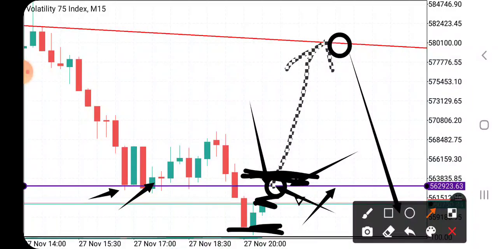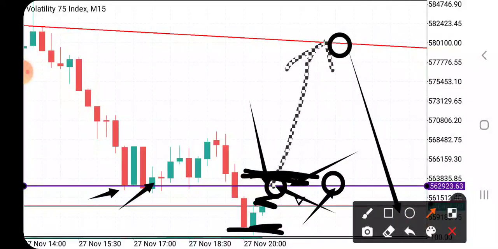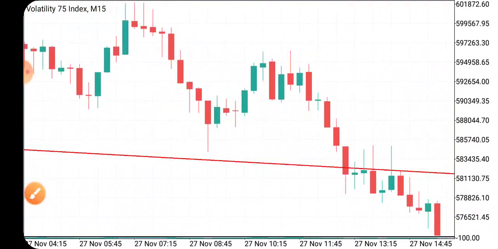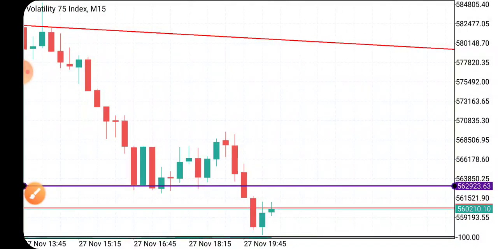Once the price was able to break this line, then you enter a buy, and you are not going to stay long, because you're expecting the price to get to this point here and pull back, and then make another impulsive move to break the previous low and continue the downtrend. This is basically what we are seeing here on Volatility 75.